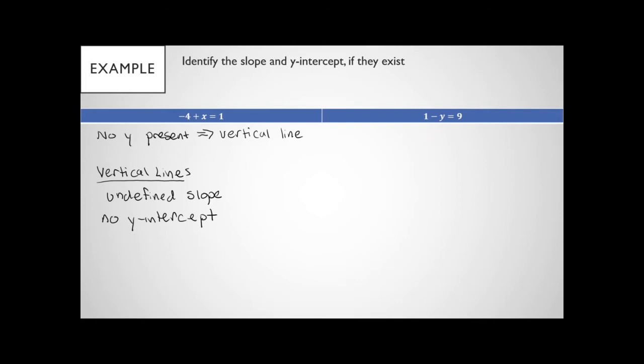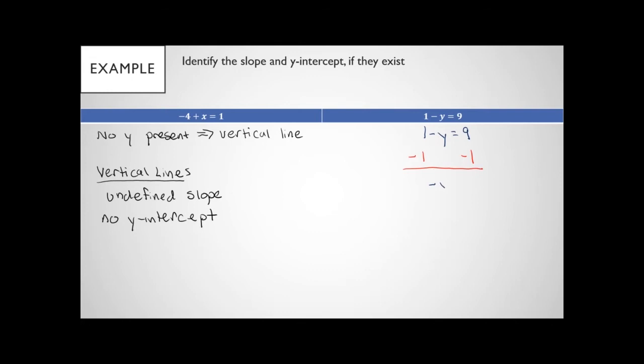So we don't even need to solve or anything here. We don't have a y present, which means we have a vertical line. So we automatically know the slope is undefined and there is no y-intercept. Now let's take a look at the second equation. We have 1 minus y equals 9. If we have y, we're going to solve for y. So I have 1 minus y equals 9, and I want y by itself. I'm going to subtract 1 from both sides here.